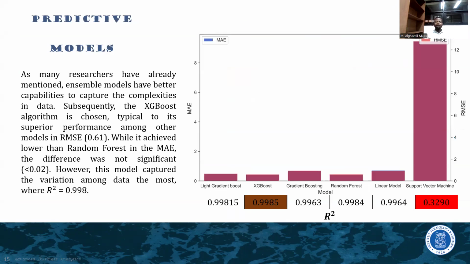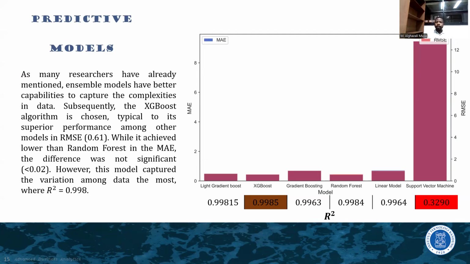Even for R square, it's not showing the variance between data very well. It's just about 0.3. And it's also giving around 12 root mean square error, which is very high because we are talking about megawatt hour. But the ensemble models show very well, in addition to the linear model, if you compare them to support vector machine.